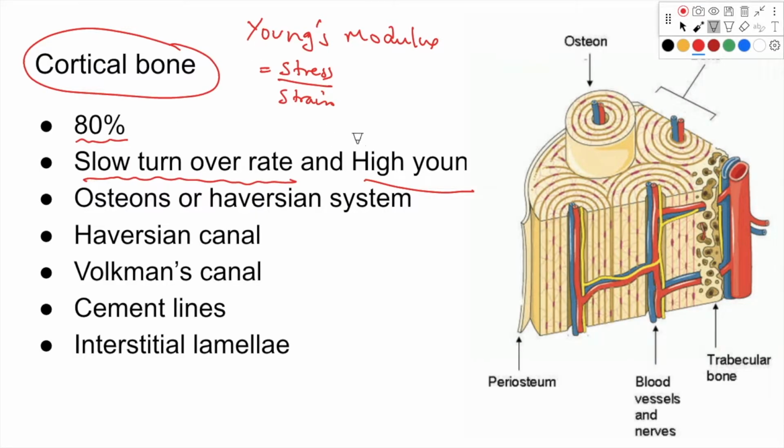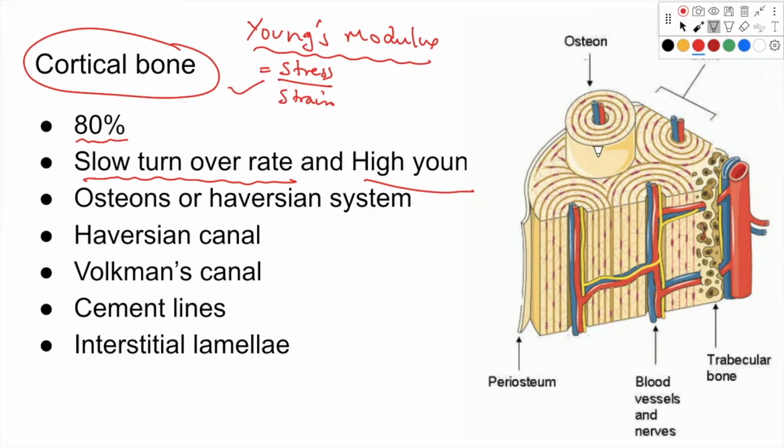Young's modulus is stress by strain. Young's modulus is stress by strain that indicates the amount of stress that is applied on a certain area which is required to change or modify the object. So cortical bone has a higher Young's modulus as compared to cancellous bone. This is a very important concept.